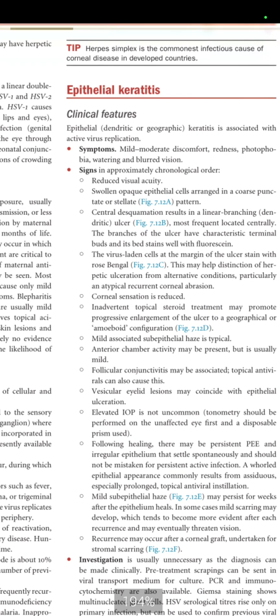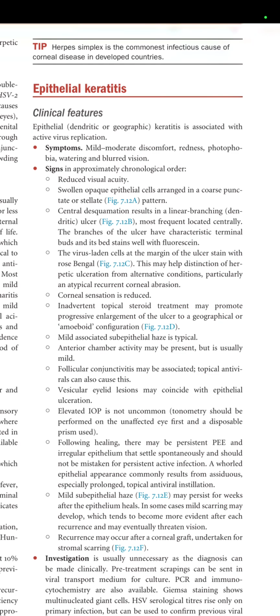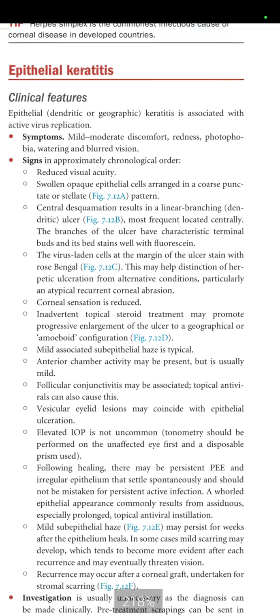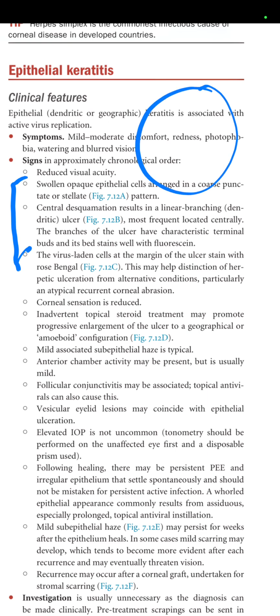Now, second is a central desquamation resulting in a linear branching dendritic ulcer, most frequently located centrally. The branches of the ulcer have characteristic terminal buds and its bed stains well with fluorescein. So you have to remember this line by heart in case of herpes keratitis. Why? Because it is a very classic pattern of herpes simplex keratitis. First of all, it affects the center of the cornea, it has terminal buds, and the base of the ulcer stains very well with fluorescein. So it is a characteristic pattern of epithelial keratitis. You can see it in figure 7.12b.